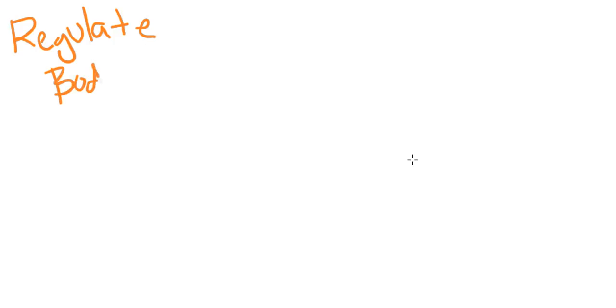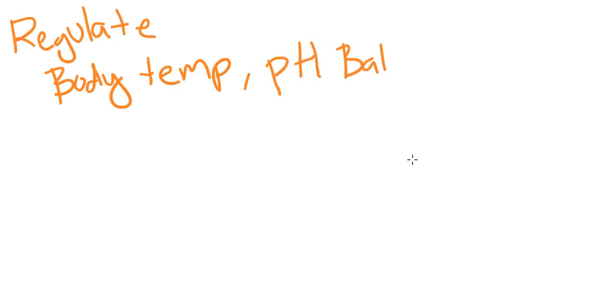Another function of blood is that it's going to help regulate different things. So if you think about homeostasis, your body has to maintain some sort of balance, and blood plays a very big role in that. So one thing that it helps regulate is body temperature. It's also going to help keep your pH balance. It's also responsible for keeping a balance of your electrolytes.